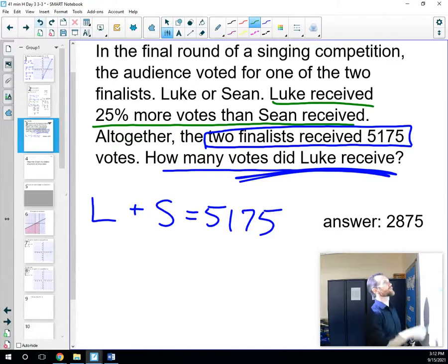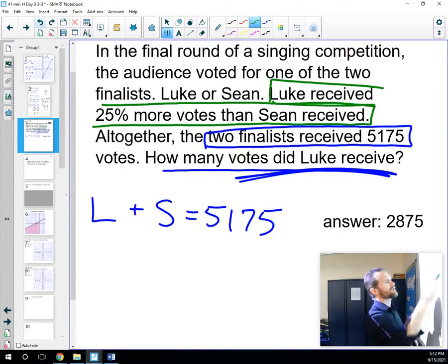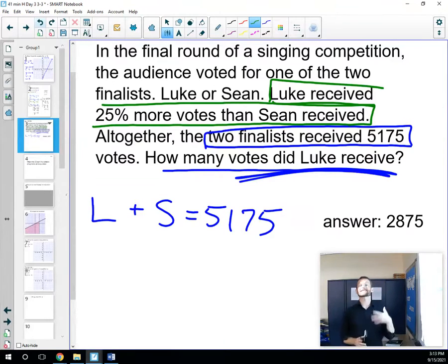Now we need to move to the green, the fact that Luke received 25% more votes than Sean received. Now, some students, how do I want to say this? The equation for this one is not as obvious to everyone. That's, I think, the best way to say it. Here's the way it makes sense to me.